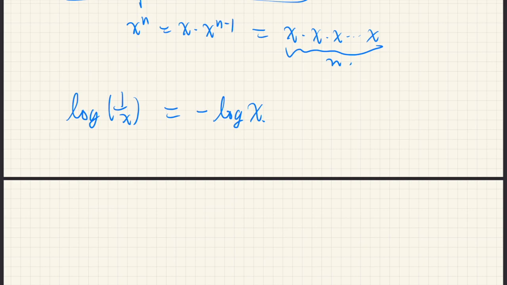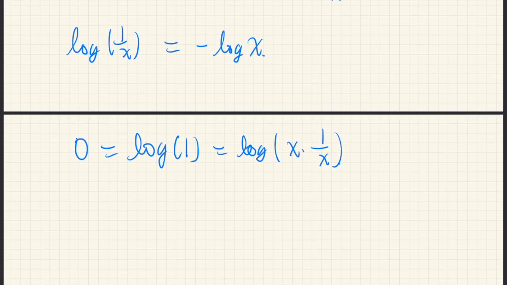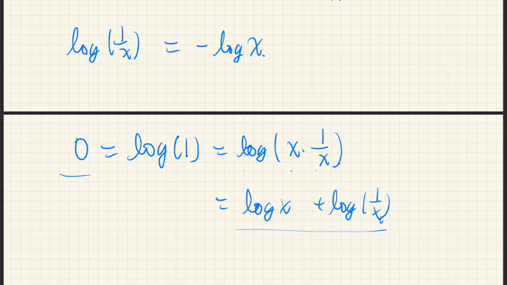Okay, so let's prove this. By the property of log, log of 1 is equal to 0. But 1 can be written as x times 1 over x. But we have seen that the log of a product is the sum of logs. So this is log of x plus log of 1 over x, and this is equal to 0. Therefore, we have log of 1 over x is equal to negative log of x.